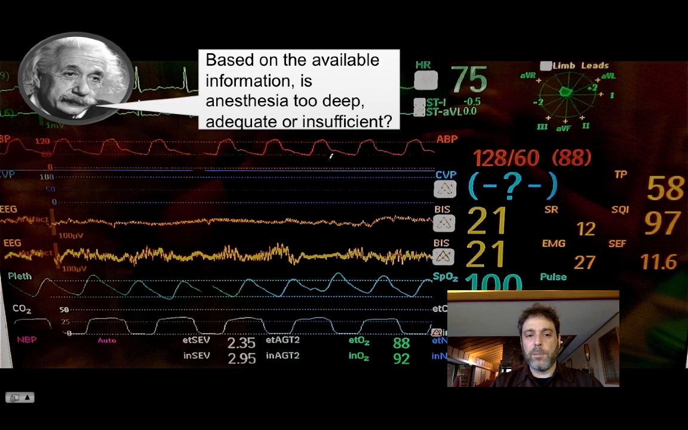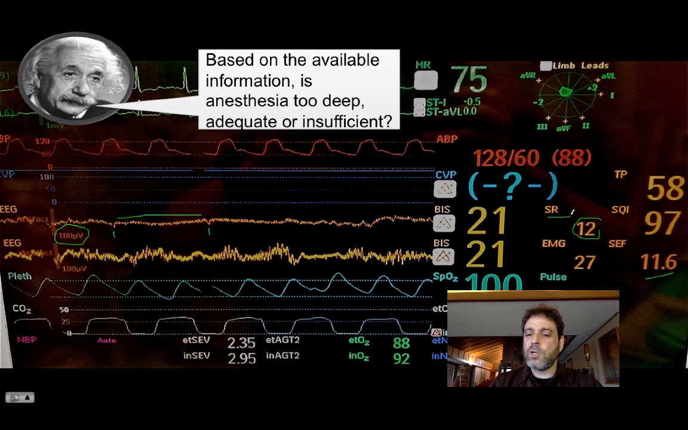How about this example? Is anesthesia adequate, just right, or too deep? So I wanted to point out that our scale here is 100 microvolts, so it looks like we could decrease that scale a bit. The BIS is reading low. We've got some suppression over there, which looks like what we have over here. This is probably ECG artifact in the EEG. The EMG is low. The spectral edge frequency is reading 11.